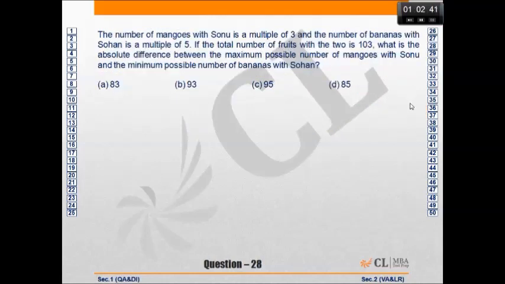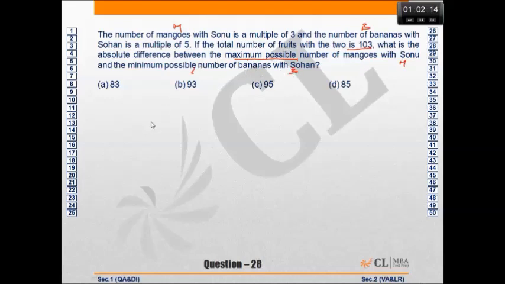The number of mangoes with Sonu is a multiple of 3. The number of bananas with Sohan is a multiple of 5. The total number of fruits with the two of them is 103. So mangoes is M and bananas is B. What is the absolute difference between the maximum possible number of mangoes with Sonu and the minimum possible number of bananas with Sohan?